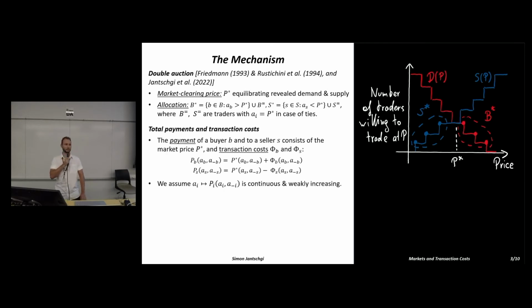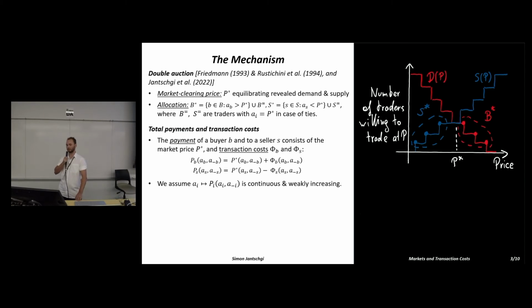Now, without transaction costs, trade happens such that all buyers pay the market price and all sellers receive the market price. So the novelty of our work is that we introduce those transaction costs. So in addition to the market price, each buyer pays a transaction cost phi b. And again, each seller also pays a transaction cost phi s, so the payment that the seller receives will be the difference between the market price and the transaction cost. And for analytical tractability, we will assume that the payments are continuous in the action of a trader and also weakly increasing. Why weakly increasing? This is in order to mimic the behavior without transaction costs, because higher actions lead to a higher payment.